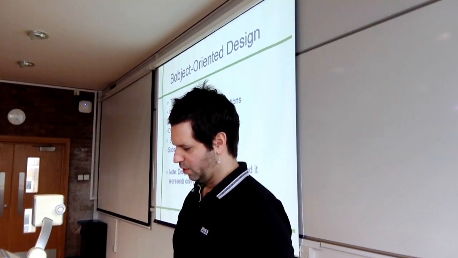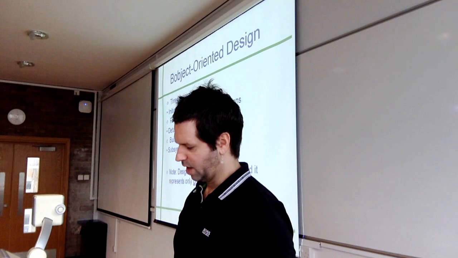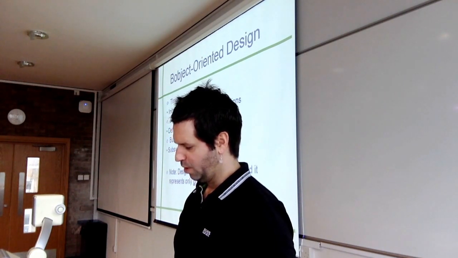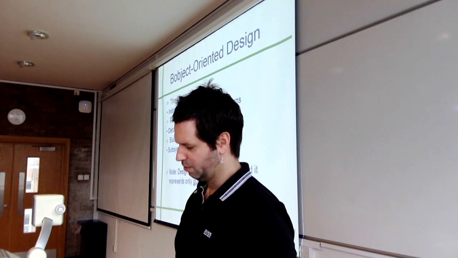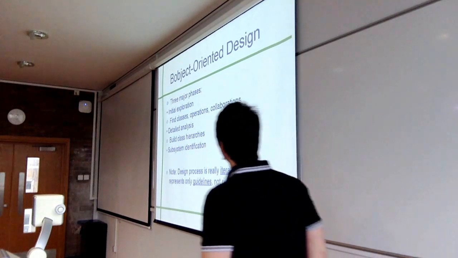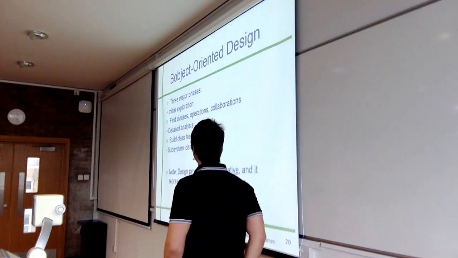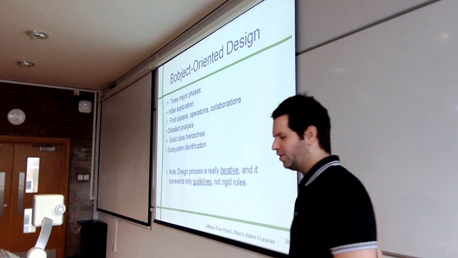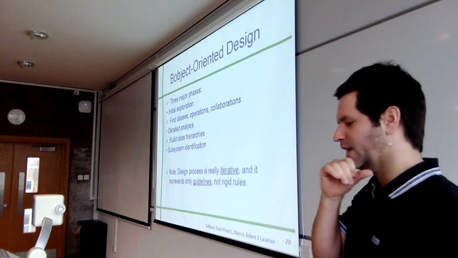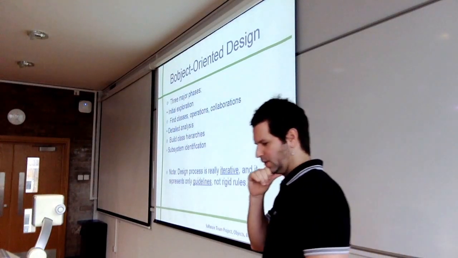So we have three major phases in the design. We have an initial exploration phase, where we identify classes, operations, and collaborations. Then we have a detailed analysis, which includes building class hierarchies and subsystem identification. And we're actually going to go through each one of these phases in the forthcoming weeks.